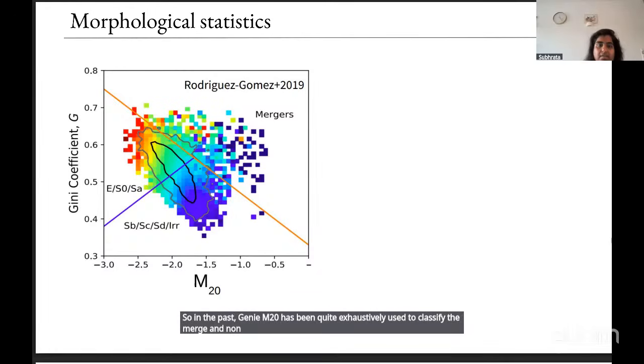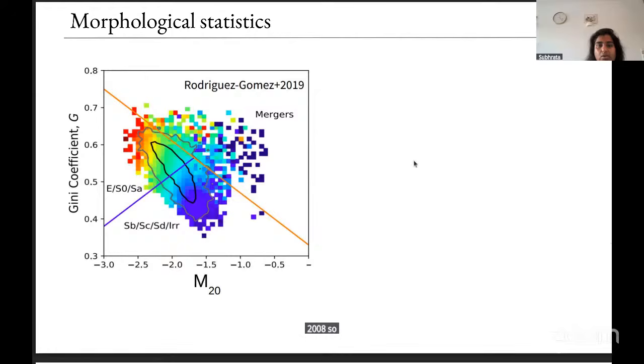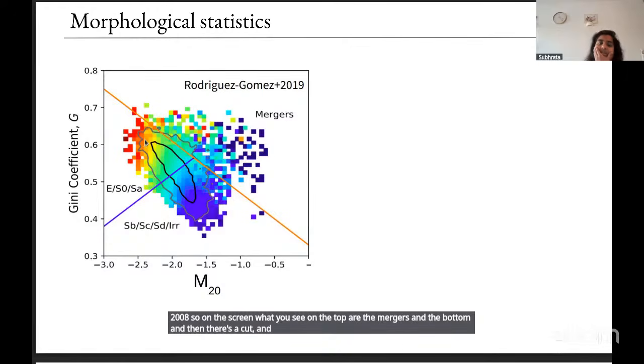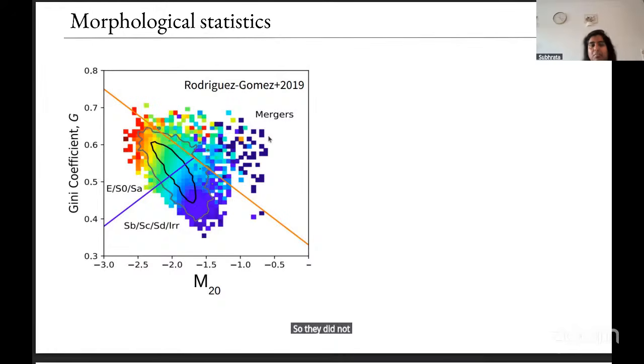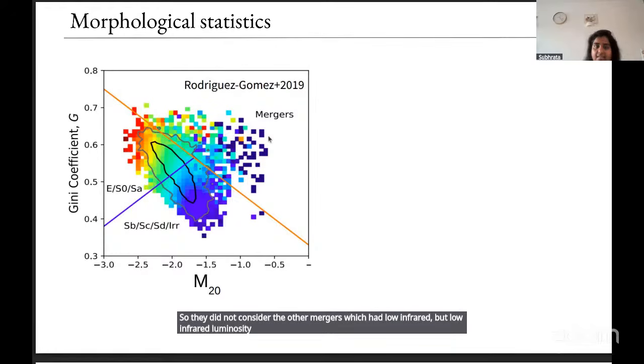This is a study by Rodriguez Gomez, which used the very famous cut by Lotz et al. 2008. On the screen, what you see on the top are the mergers, then there is a cut, and here what you see is the non-mergers. Now this study is a bit biased because in 2008 the mergers were only classified as the infrared bright galaxies. They did not consider the other mergers which had low infrared luminosity but were still merging systems. So they were also missing low mass galaxies.